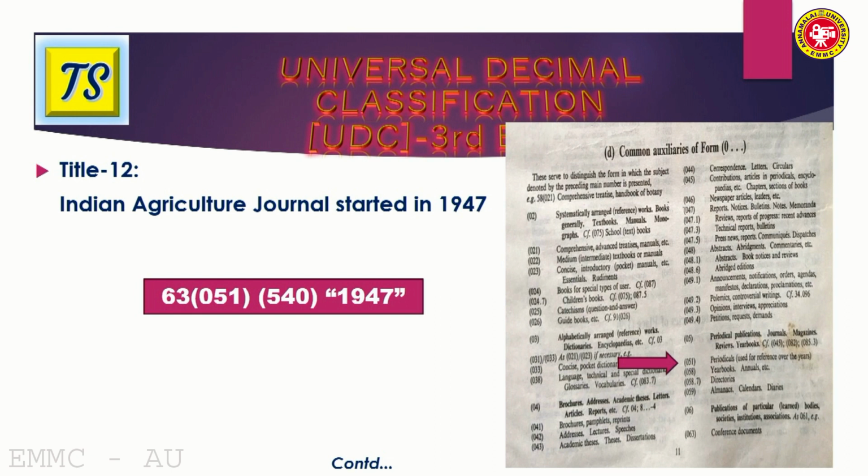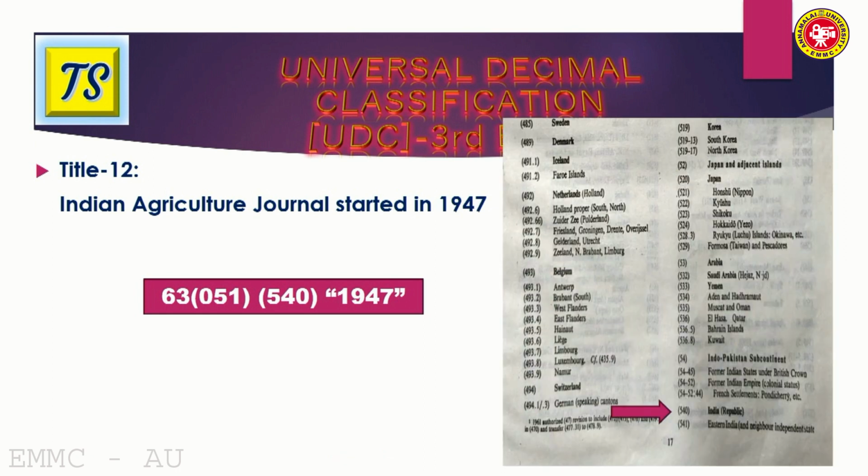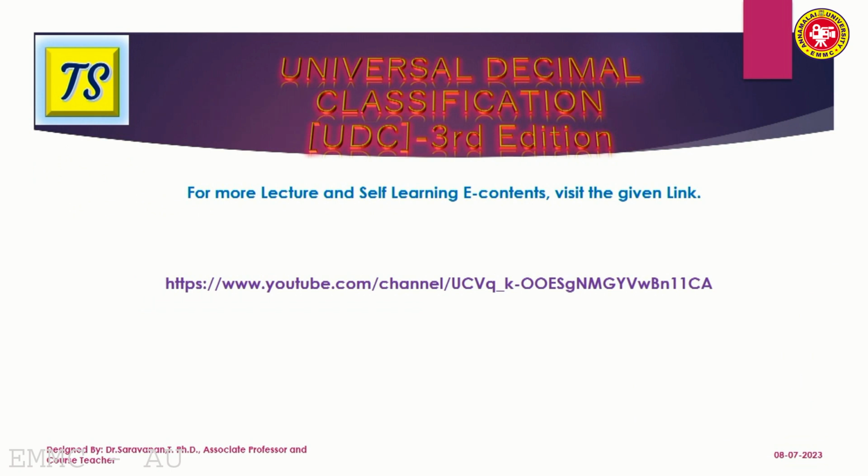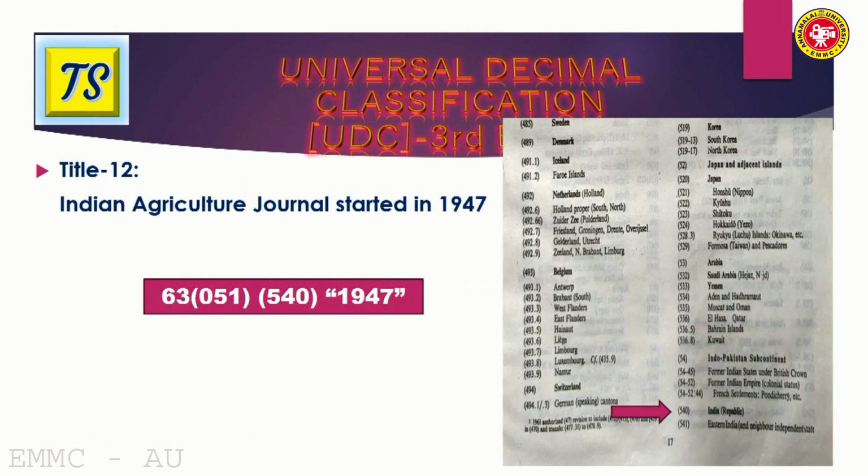So you must pick up the form 051. And 540 is the place. This is the geographical location. On page number 17, you can find this notation 540. It refers to India. And the last one is the year, 1947, which should be transferred as per the standard procedure, within double quotes.